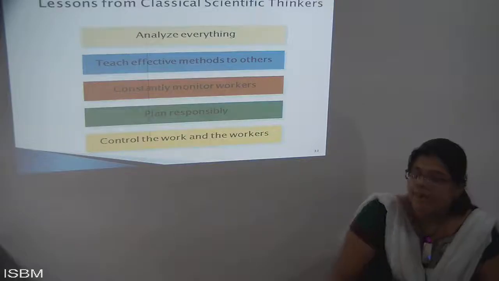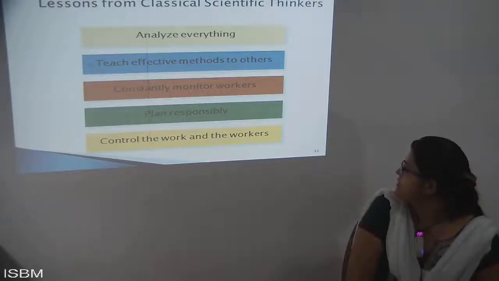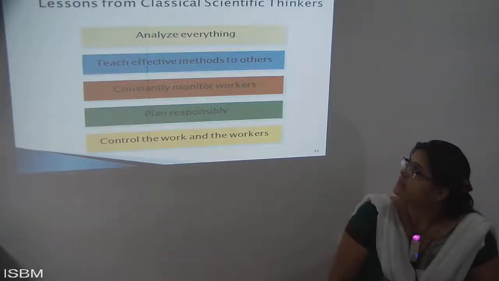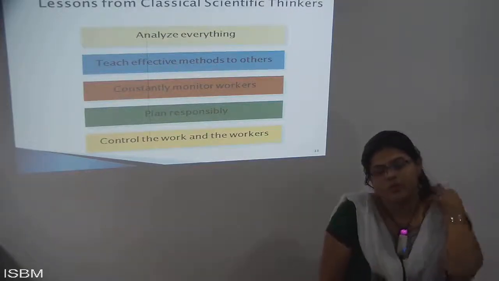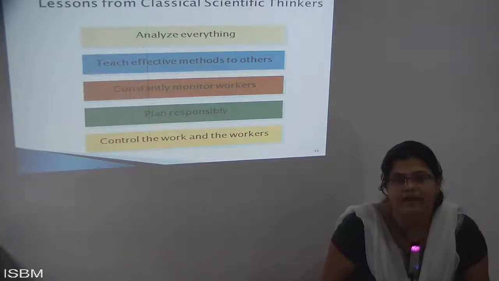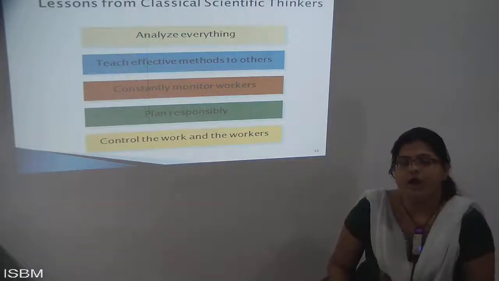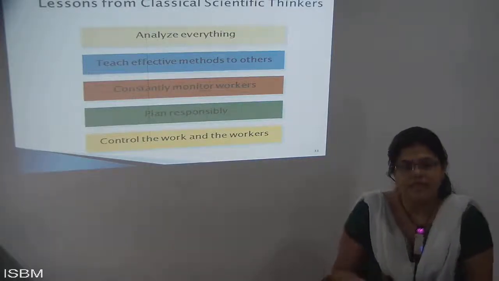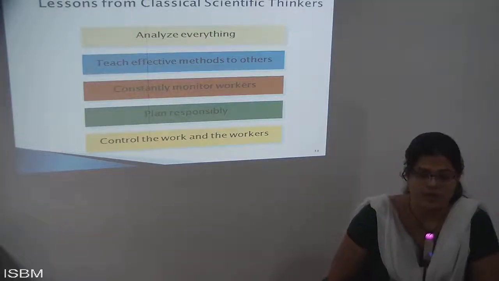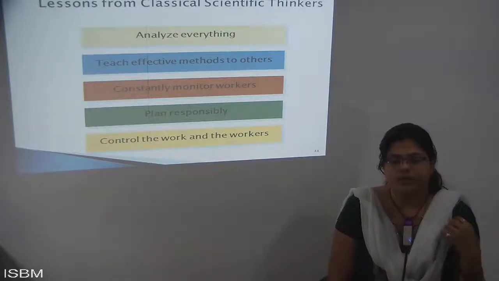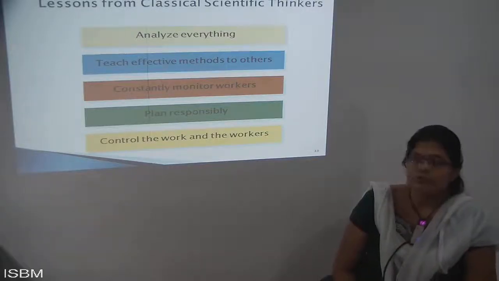Next, what are the lessons from classical scientific thinking? Here they have given certain points. Whenever you're thinking about the classical scientific approach, as if you're thinking about a certain kind of research, or ethical techniques, or ethical points. The first important thing is that you need to analyze everything, as you become a thinker, like Charles Babbage and all the people who were thinkers.